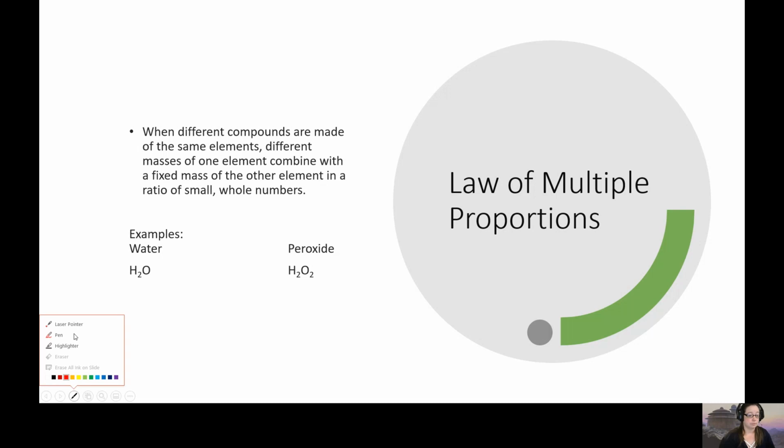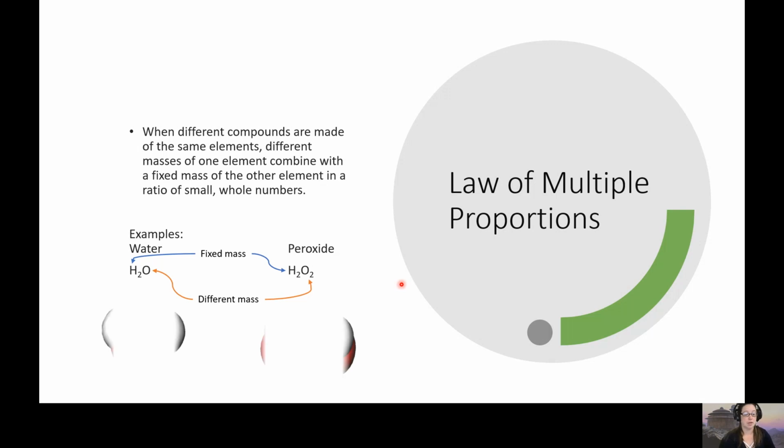So water is H2O, right? Peroxide is H2O2. H2 is your fixed mass. O2 is your different mass, right? You have one oxygen here, two here, so different mass.